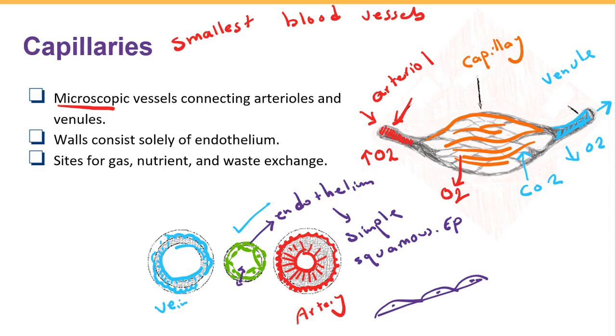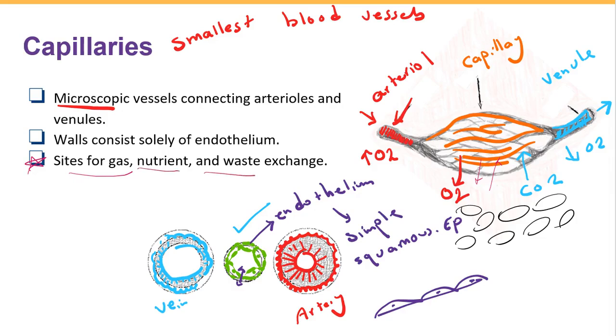So here we should have cells or tissue. Oxygen can pass through the capillary wall and go to the cells, and then carbon dioxide goes from the cells to the blood. And also here we have the exchange of nutrients. Nutrients and waste products pass through the capillary. So the capillary's job is to be the site for exchange of gases, carbon dioxide and oxygen, nutrients, and also waste products.